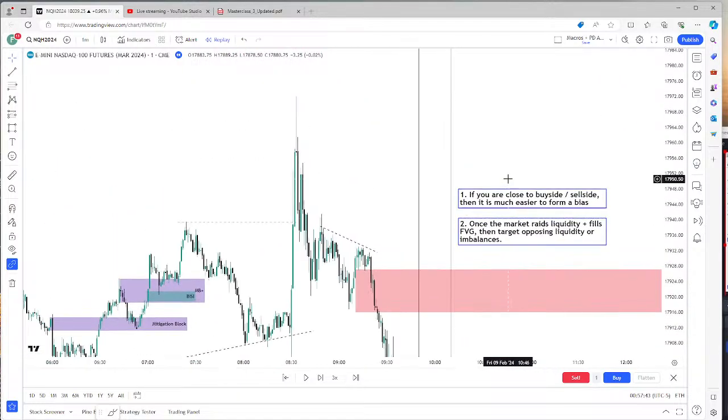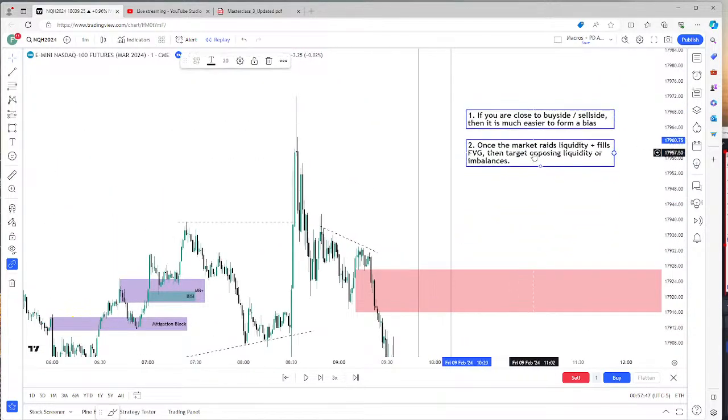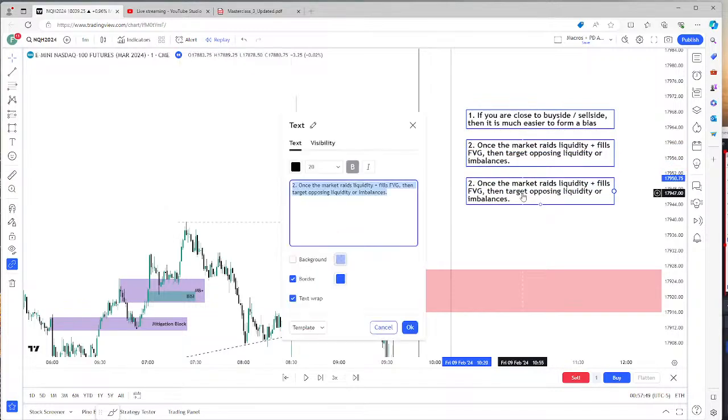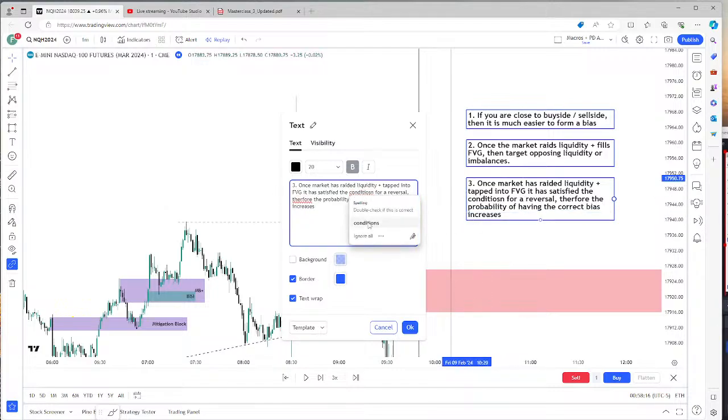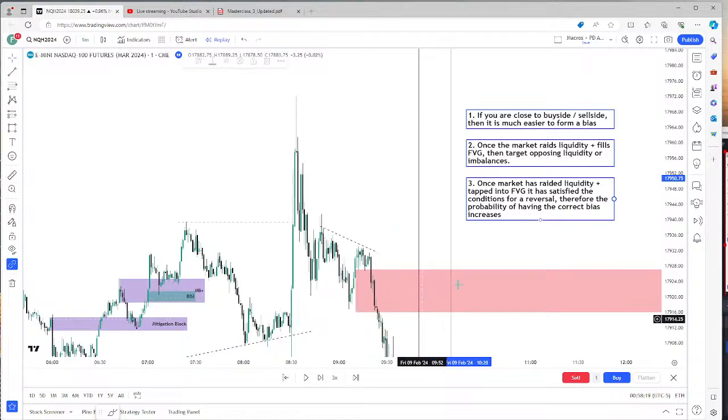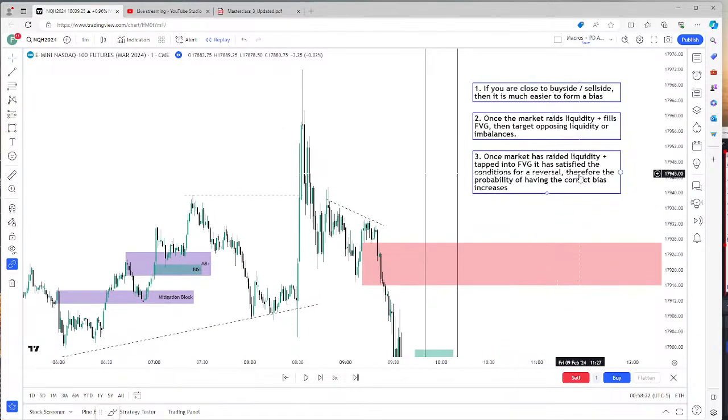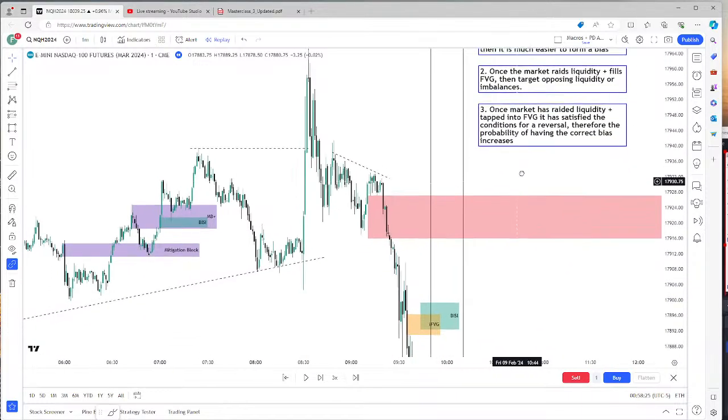So I'm going to write this up. These are some really important points if you're taking notes. Once the market has raided liquidity plus tapped into a fair value gap, it has satisfied the conditions for a reversal. Therefore, the probability of having the correct bias increases. That's a really important point. That's just what it is, right?